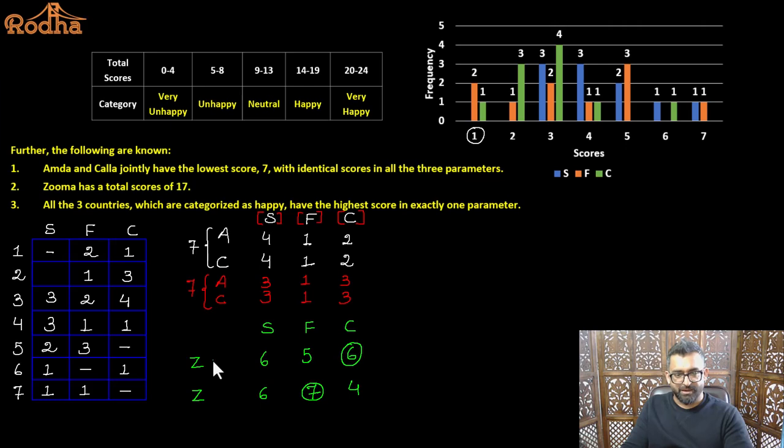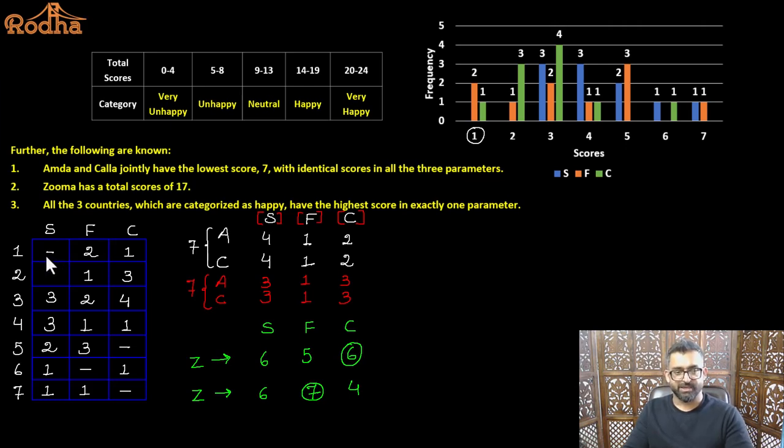So for Zuma, the score to be 17 is possible in 2 cases. Case 1, when S, F, C scores are 6, 5 and 6 respectively. And case 2, when S, F, C scores are 6, 7 and 4 respectively. So Zuma can have the highest score of either F or C. Zuma cannot have the highest score of S. Fine with this? So this is the maximum I can generate out of it.